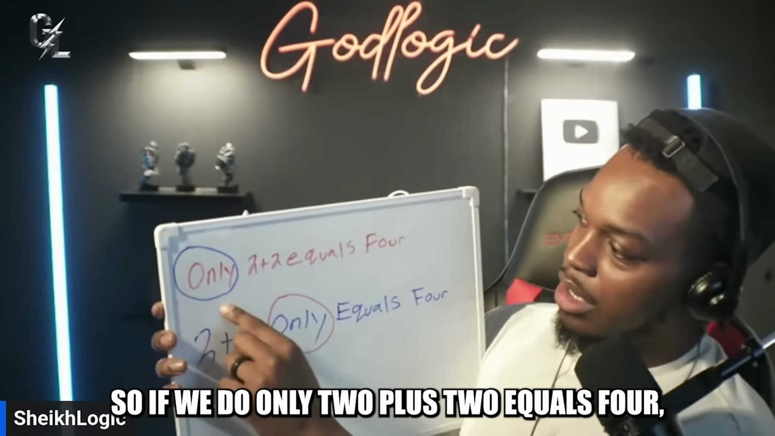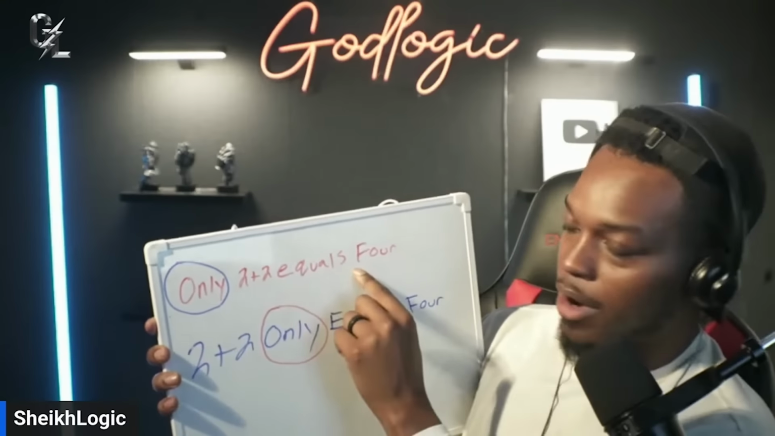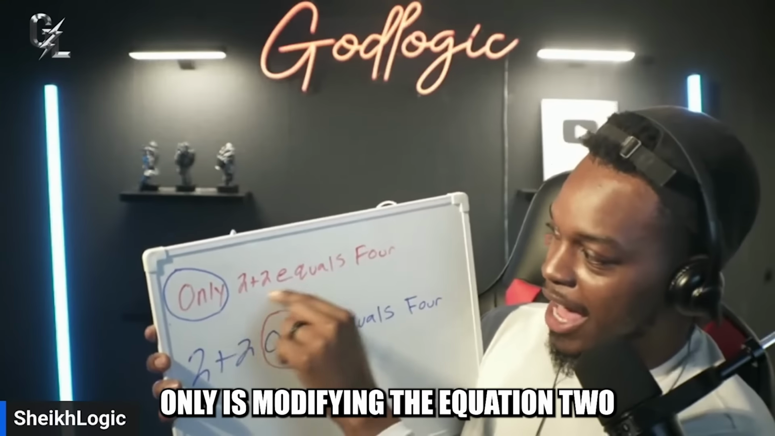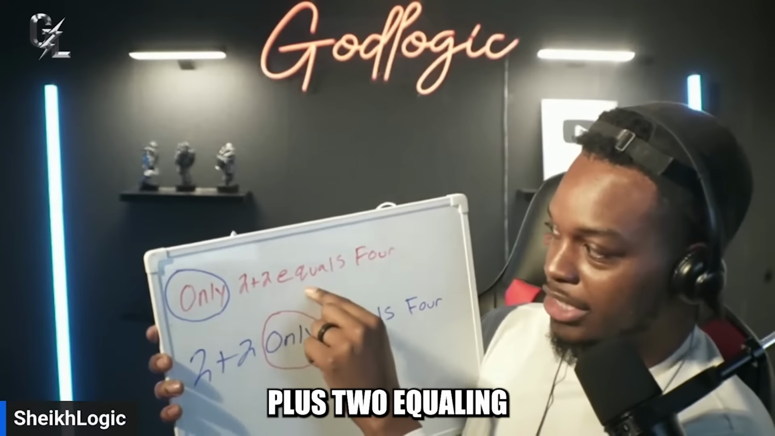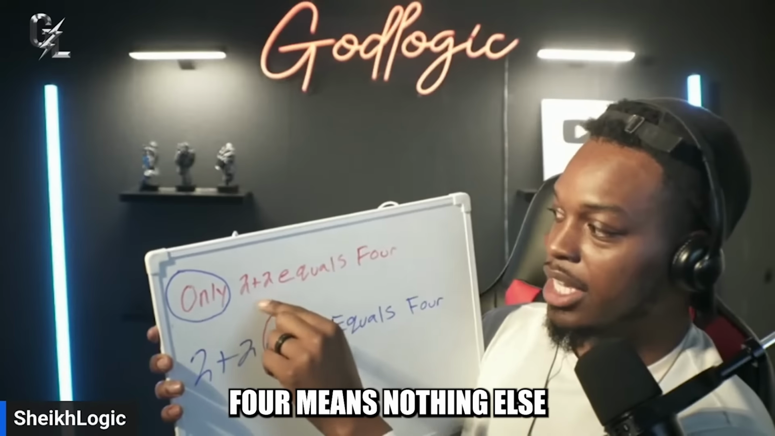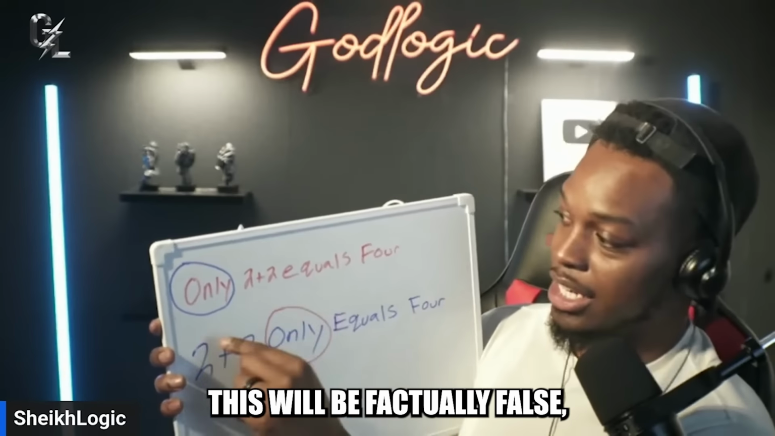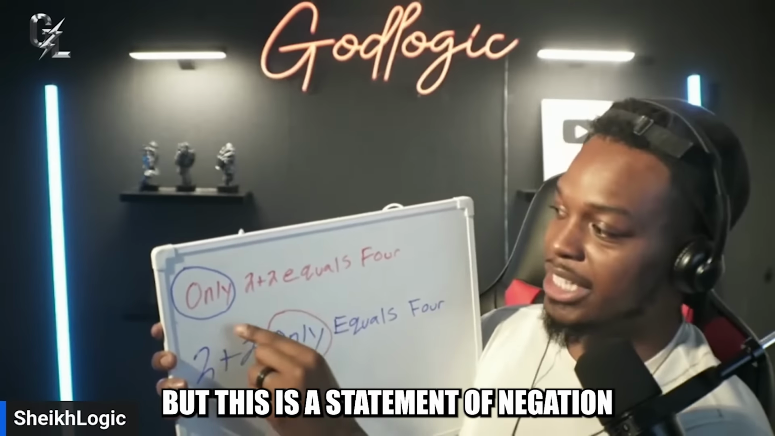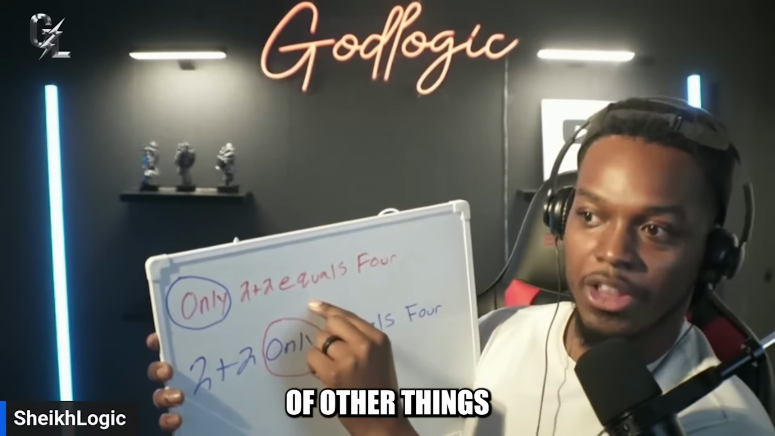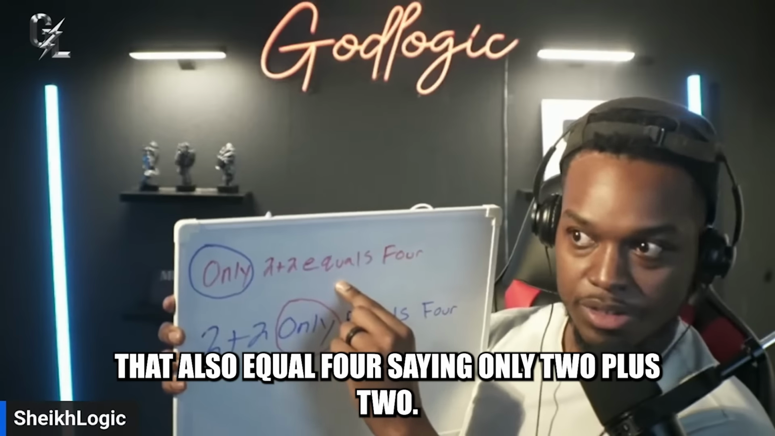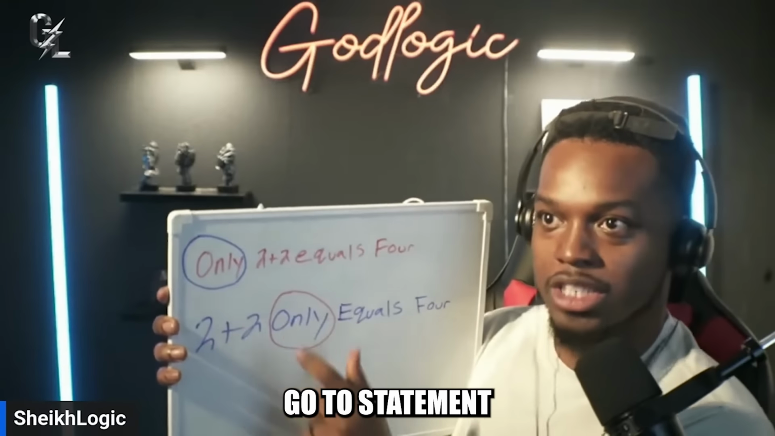So if we do "only 2 + 2 equals 4," "only" is modifying the equation 2 + 2 equaling 4. It means nothing else other than 2 + 2 equals 4. No other equation. This will be factually false, but this is a statement of negation of other things that also equal 4. Saying only 2 + 2.